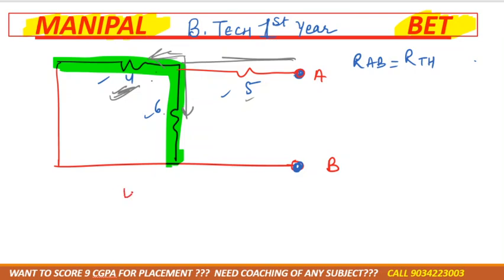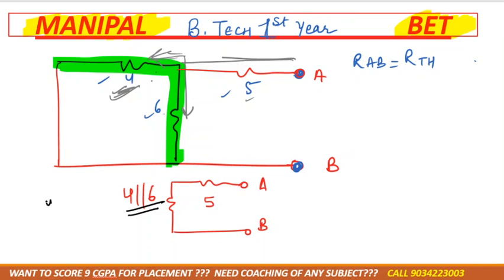Different path. That means they are in parallel. So 4 parallel 6, it would be 5 A and B. So now 4 parallel 6 means 4 into 6 divided by 4 plus 6. So it would be 24 by 10, which means 2.4.